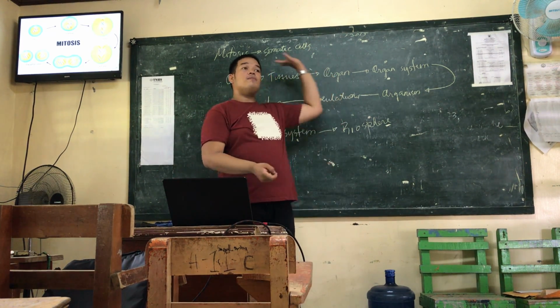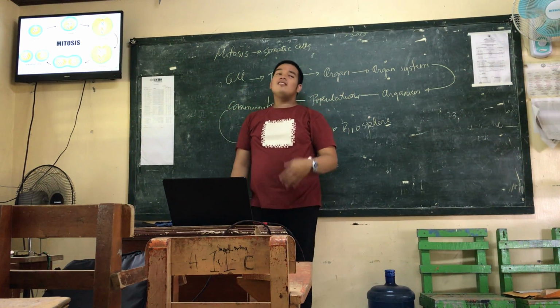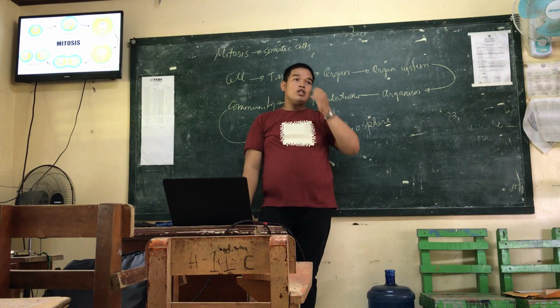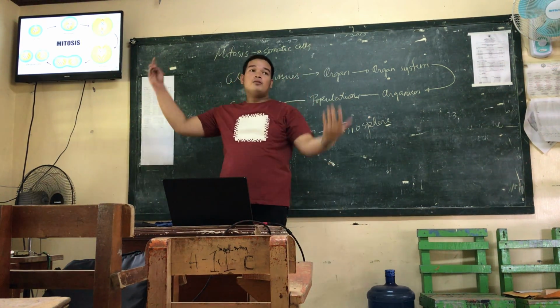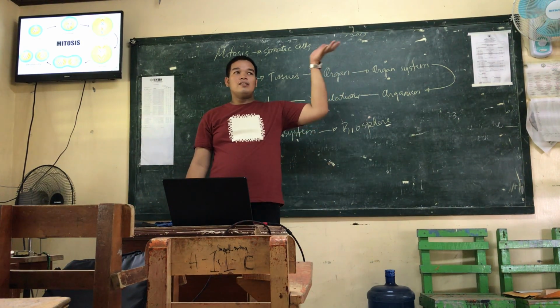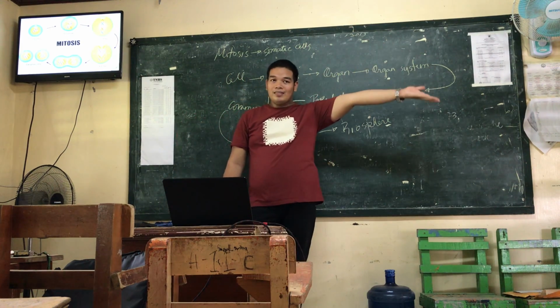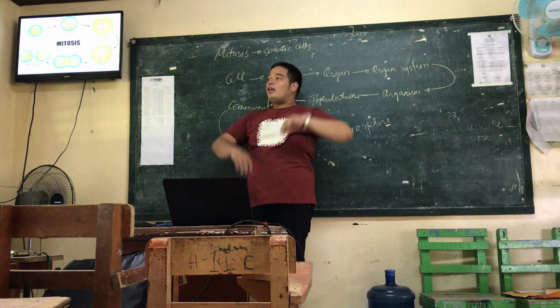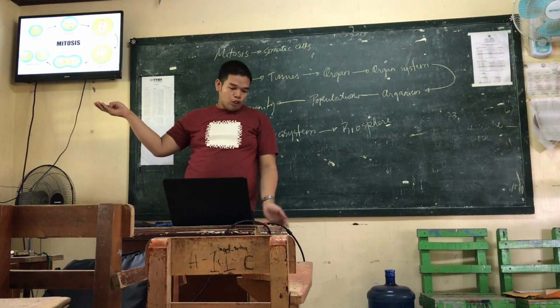Okay, so when we say somatic cells, these are our body cells. In cell division, we actually have two processes. We have mitosis, and at the same time, we also have meiosis. Mitosis is a cell division that involves the division of our somatic cells, or our body cells.